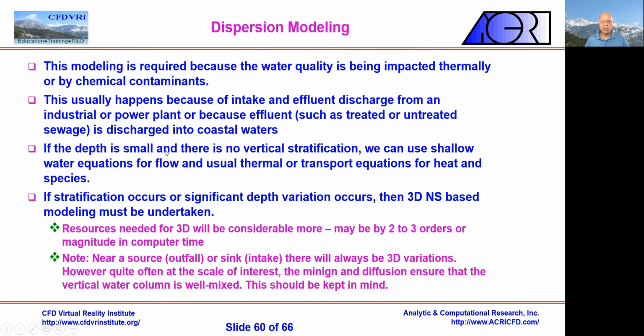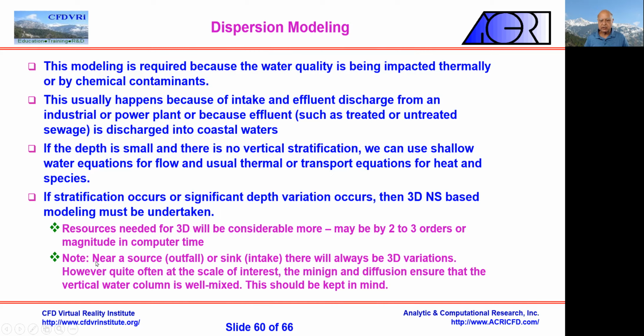So if depth is small and there is no vertical stratification, we can use shallow water equations. If, as I said, there's stratification, we have to use 3D models, okay? So if stratification occurs, or significant depth variation occurs, then we must go to 3D Navier-Stokes, which we already talked about, okay? But the resources for 3D will be considerably more, maybe 2 to 3 orders of magnitude in computer time, okay? So don't forget, compared to 2D, in 3D you'll need at least, let's say, 100 grids on top of that. That's only 2 orders of magnitude. Then the total computation would go up, matrix with slow convergence. So you could be in for a surprise.